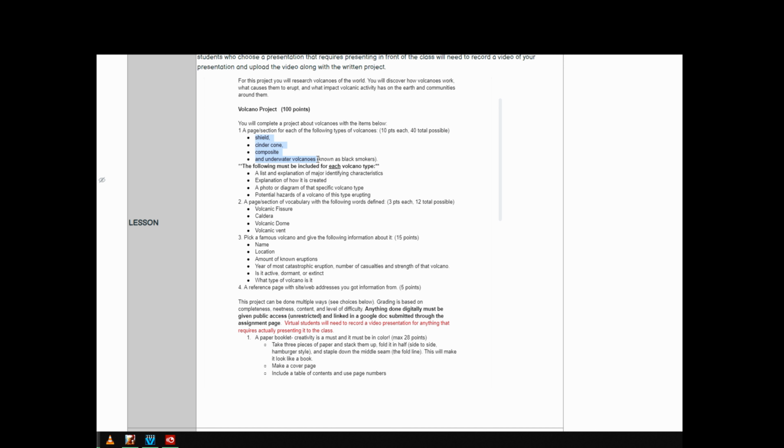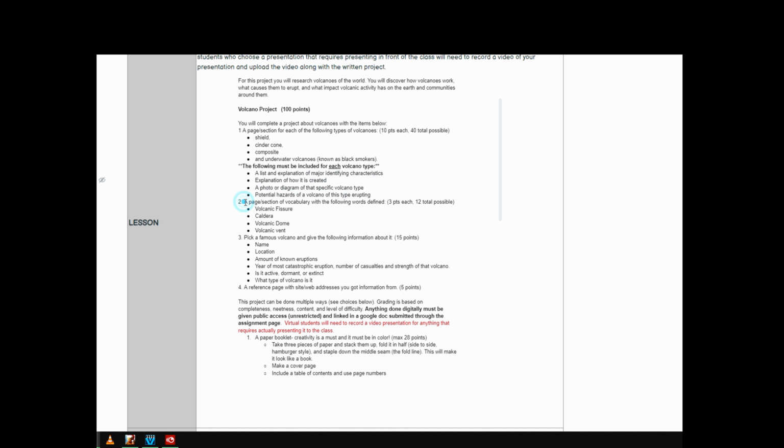So look that up and find information about that as well. For each one of these 4 types, you're going to need to find a specific set of information. So these 4 things down here are what you're going to have to find for each of those types above. So list and explain the major characteristics of that volcano, how it was created, insert a photo or diagram of that type of volcano, and then what are some hazards, some difficulties or problems or dangers of it erupting. So do that for all 4 types.